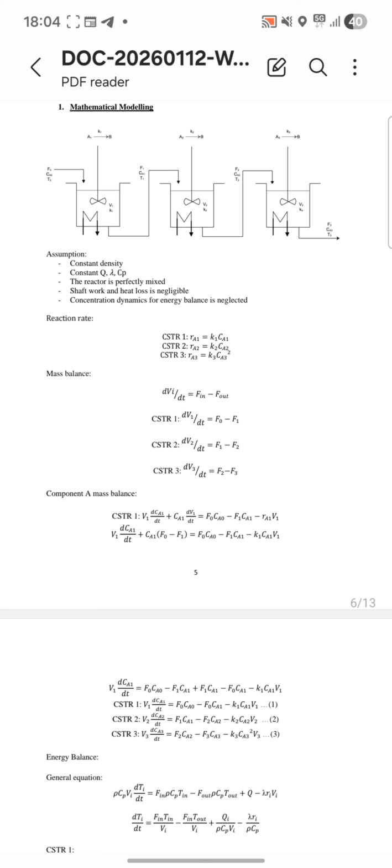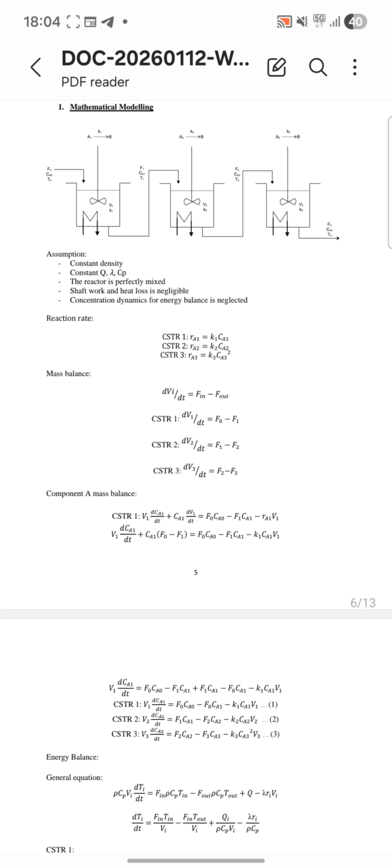First is constant density and constant heat of reaction and Cp, which is given in the question. Also, I assume the reactor is perfectly mixed, the shaft work and heat loss are negligible. Also, the concentration dynamics for the energy balance is neglected.